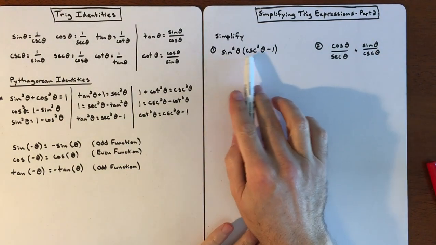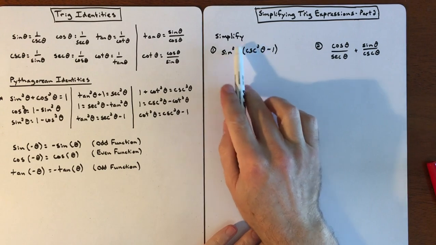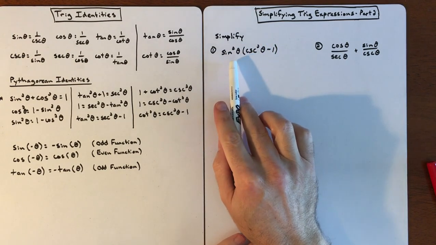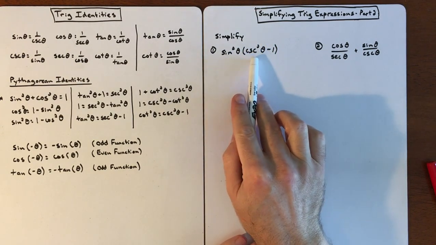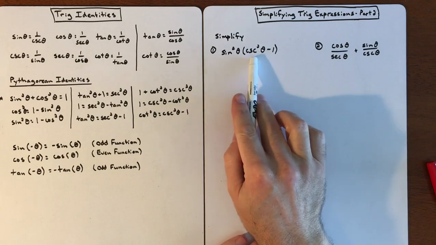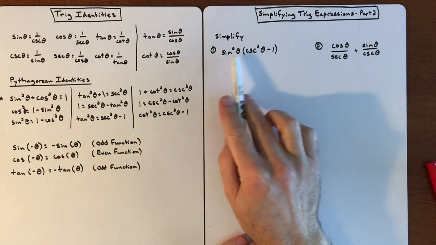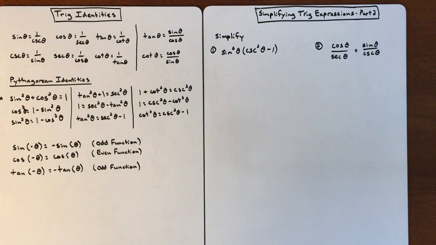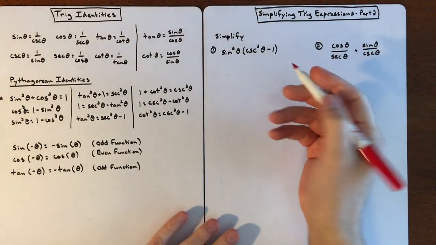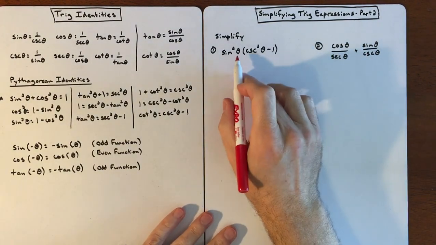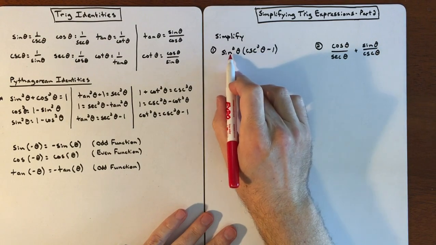When I see these two, I'm looking at kind of a distribution feel to this. And if I do distribute these things together, they are reciprocals of each other. And reciprocals are going to cancel out. So I like that path. Now, it's not the only path. We'll show you another one in a second. But if you distribute this together, you have sine squared times cosecant squared.